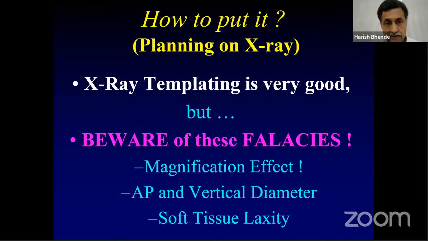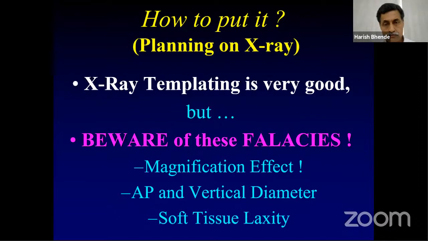Second thing is we have to realize that when you do templating, say for example of an acetabulum, by putting an acetabular template on the X-ray, what we are recording is the vertical diameter of the acetabulum, and what actually matters in implanting the implant is the anteroposterior dimension of the acetabulum, that is the distance between the anterior and posterior column of the acetabulum. And usually that is a little smaller than the vertical diameter.